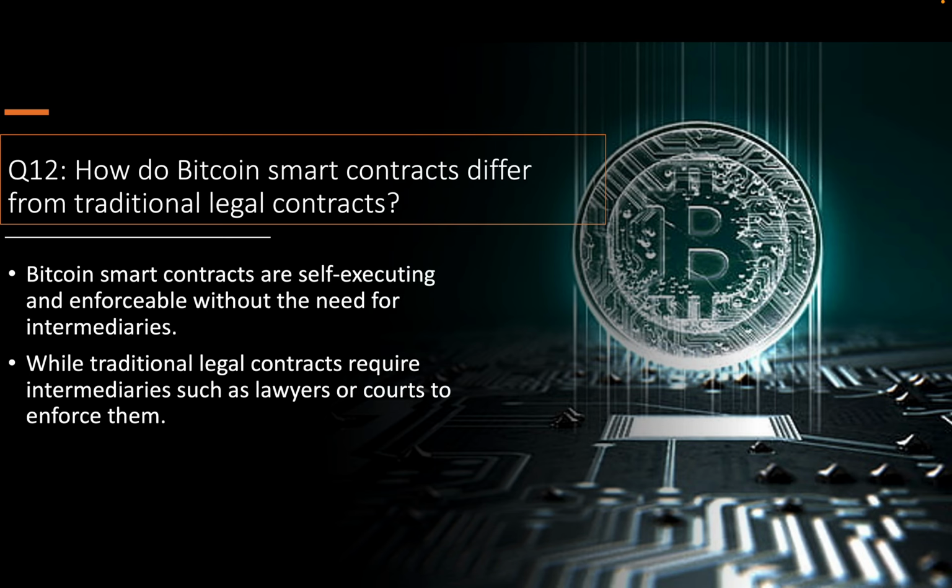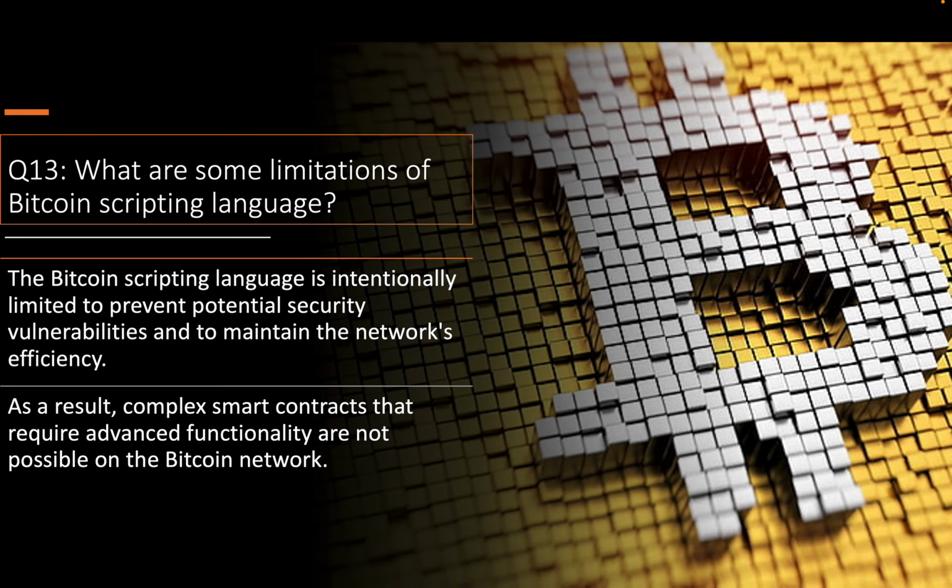Question number 12. How do Bitcoin smart contracts differ from traditional legal contracts? Bitcoin smart contracts are self-executing and enforceable without the need for intermediaries, while traditional legal contracts require intermediaries such as lawyers or courts to enforce them.